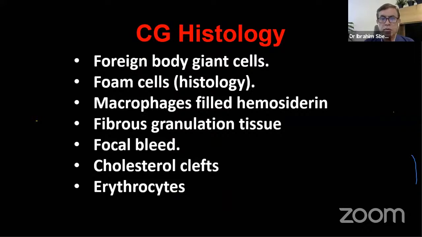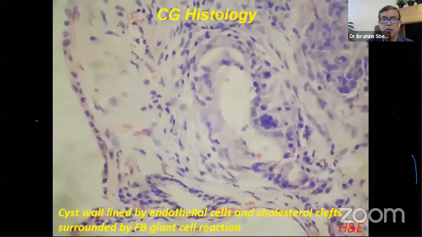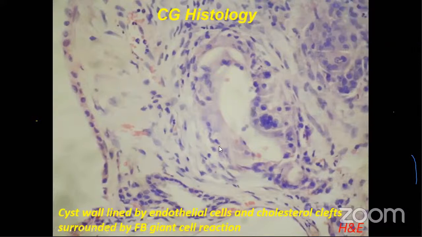So they show me in their slides foreign body giant cells. They show me foam cells, macrophages filled with hemosiderin, fibrous granulation tissue, focal bleed, cholesterol clefts. And this is very important and almost one of the pathognomonic features of these cholesterol granulomas. So this is cholesterol granuloma histology: cyst wall lined by epithelial cells and cholesterol clefts surrounded by foreign body giant cell reaction.